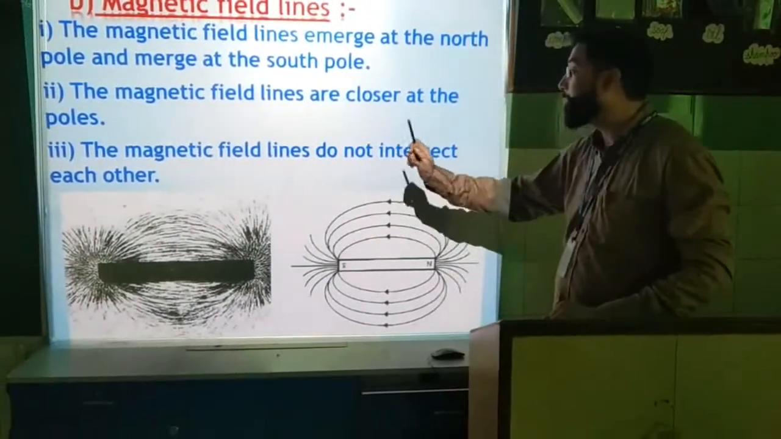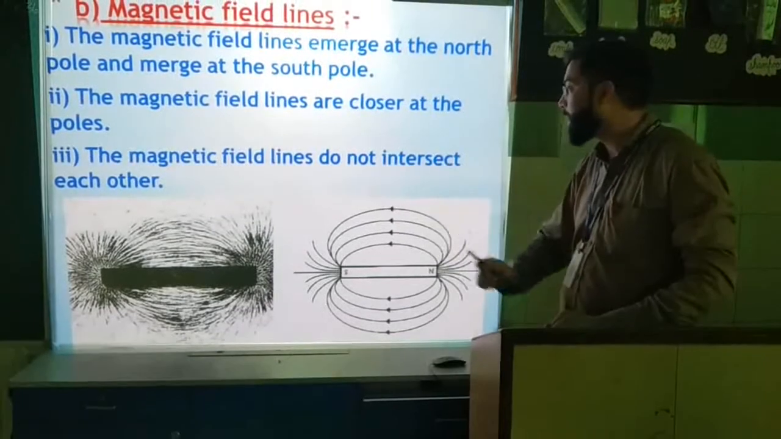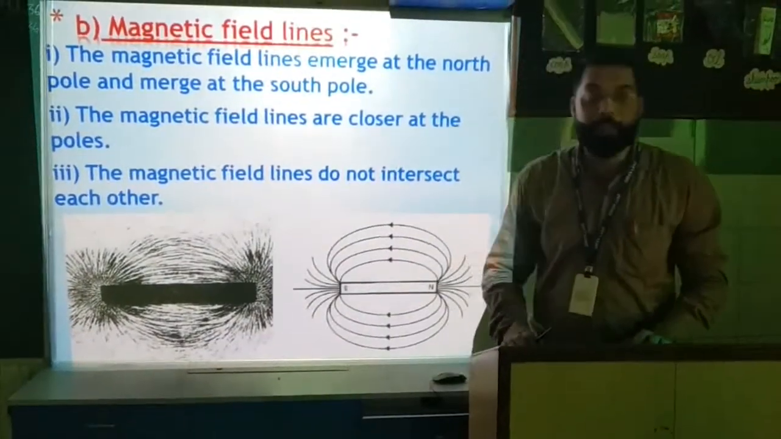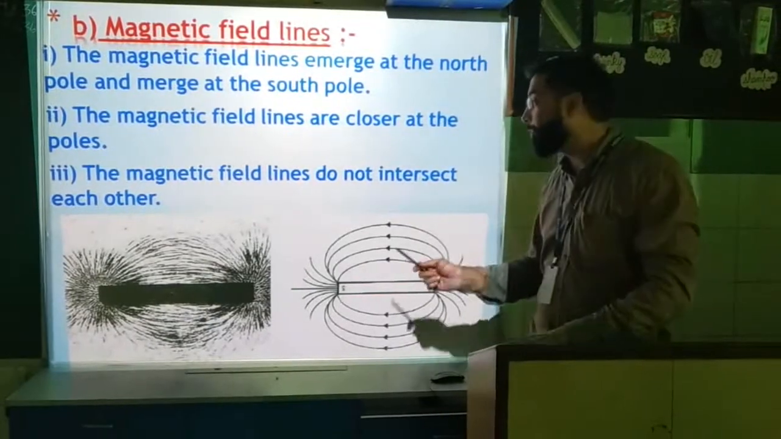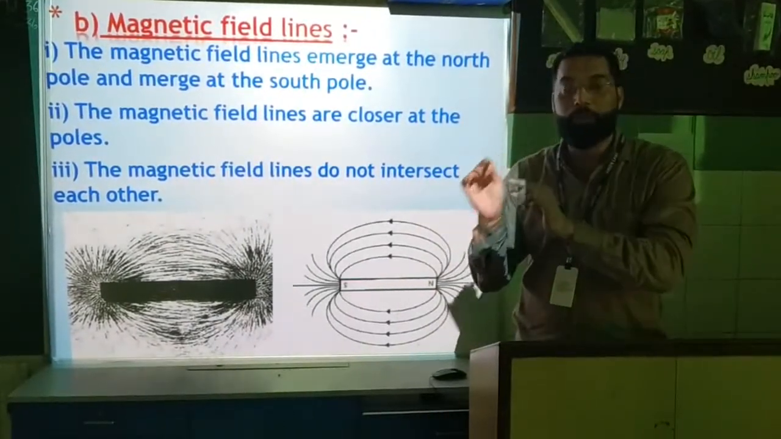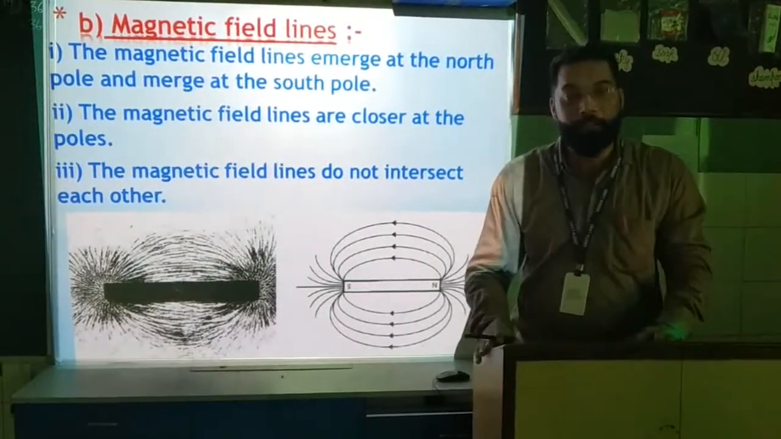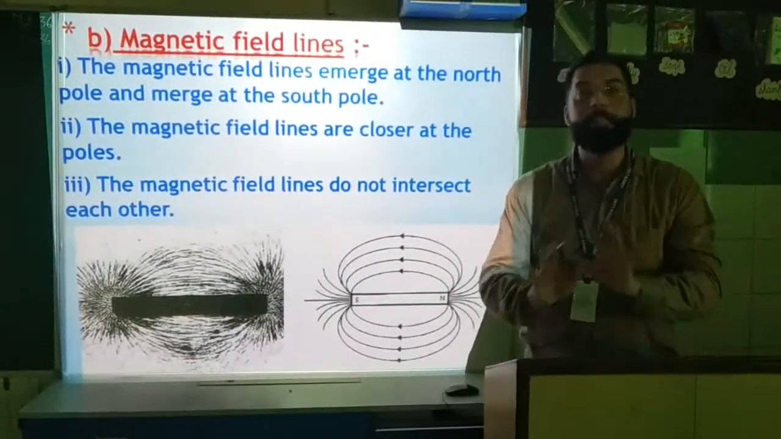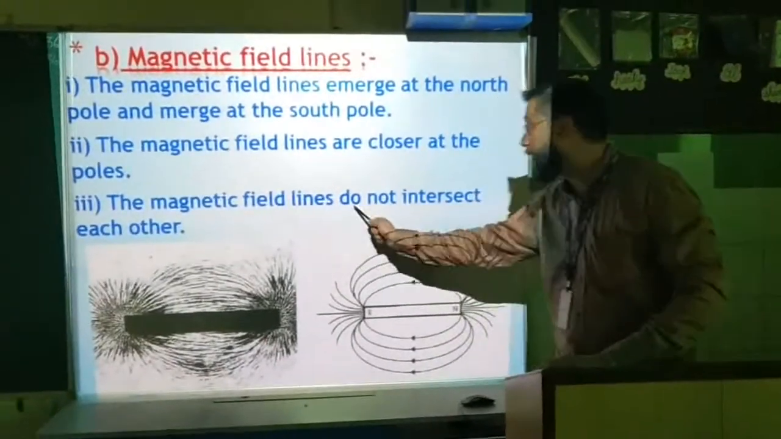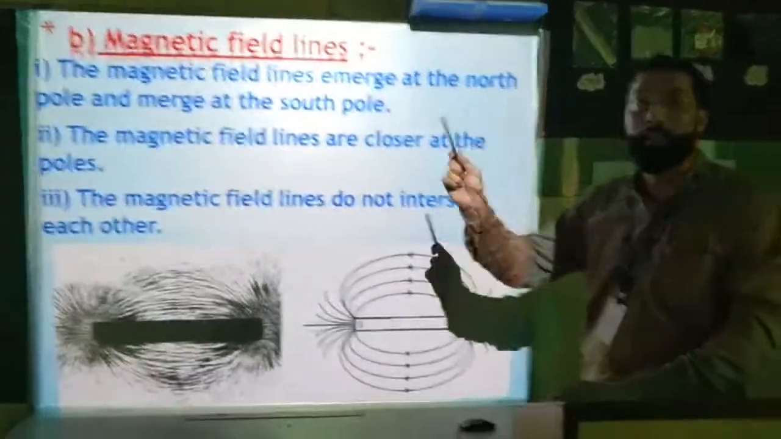The third one is that magnetic field lines do not intersect each other. Why? Two magnetic lines of force never intersect each other, because if two lines intersect, it means that at the point of intersection the magnetic field has two directions, which is not possible. That is why magnetic field lines never intersect each other.